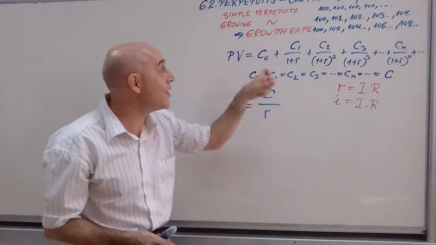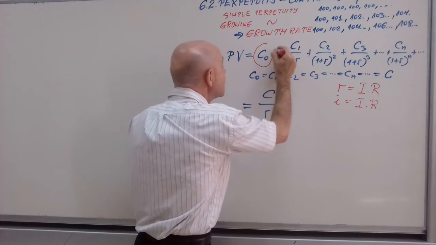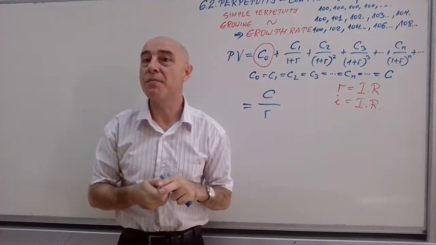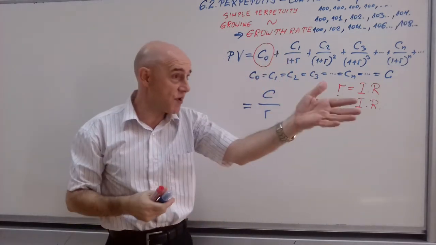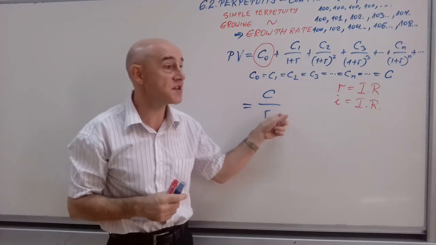Now the only question you have to be aware of is what happens to the zero payment. Is there a zero payment? In this problem, is there a zero payment according to the textbook or not? With this answer.